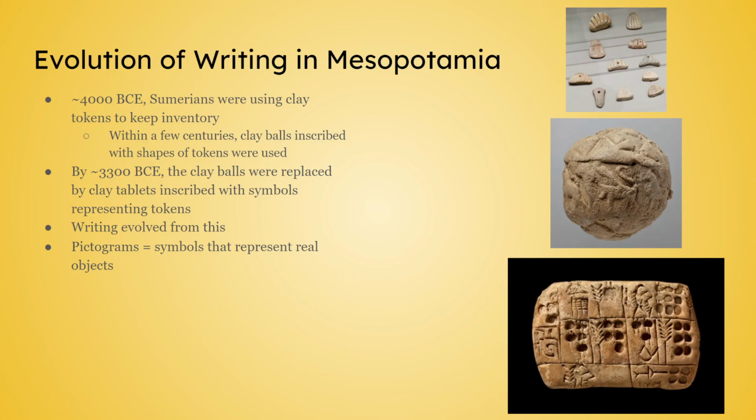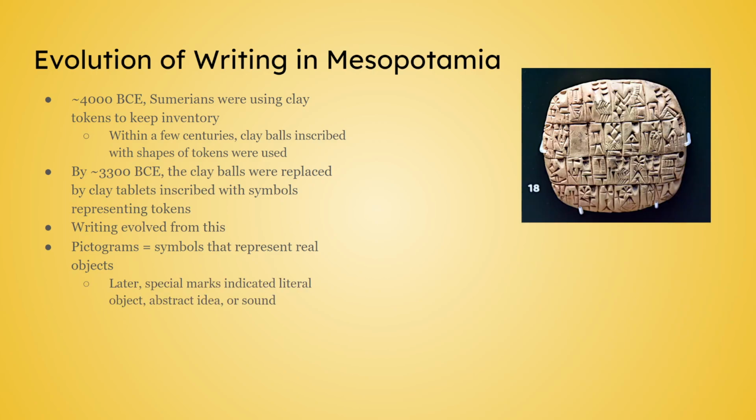Pictograms, which are symbols that represent real objects, became integral at this time. In the first real form of writing to exist, it sort of evolved around the same time as the Egyptian hieroglyphics, which we'll get into in the next video. Later on, these pictograms in Mesopotamia had special marks added to indicate whether you were supposed to read it as the literal object that the symbol represented, an abstract idea, or the sound that you make when you read it.